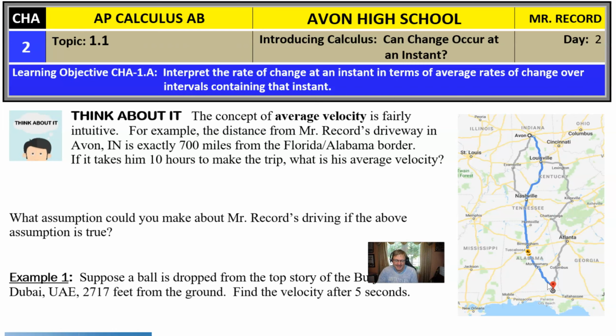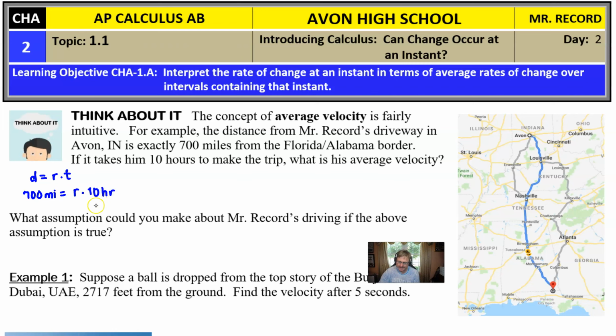In any event, let's say that I was able to drive these 700 miles in exactly 10 hours. What would be my average velocity? If you think about that, it's not really a calculus question, right? Maybe you are a little bit aware of this relationship: distance is equal to rate times time. In this case, the distance is 700 miles, the rate is what I'm trying to find, and the time I know is 10 hours.